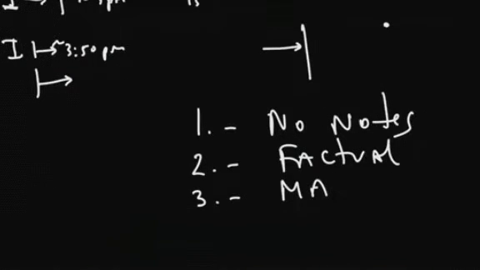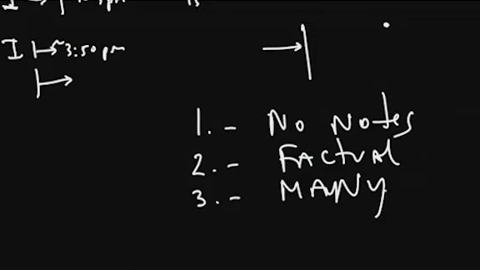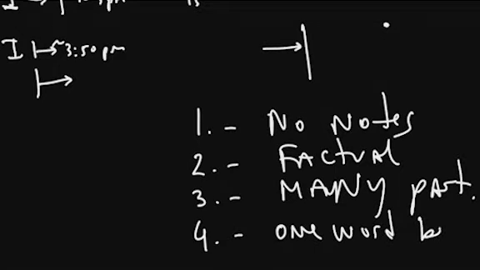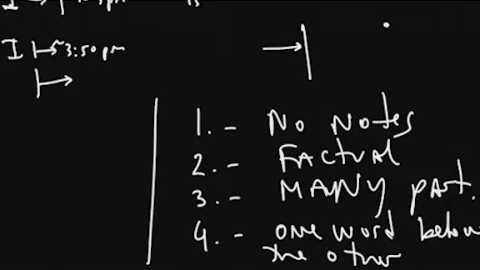Remember, option number 1, no notes. Option number 2, factual. Option number 3, many participants. And option number 4 is one word below the other. So these are our 4 possibilities.